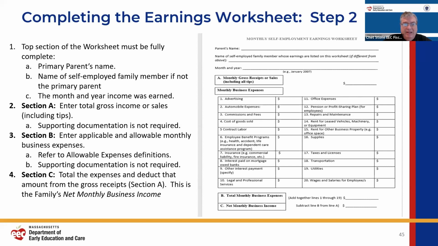Section B, enter the applicable and allowable monthly business expenses. This little section here is pretty much straight from what the IRS has on their Schedule C, and I'll show you a copy of that in a sec. And the key point here is you fill these out, put in all their expenses, but I just want to make note of it here. As you see, there's no depreciation. They cannot take depreciation as an expense write-off. That's one of the main differences that we have, that the IRS does allow you to take depreciation. We do not.